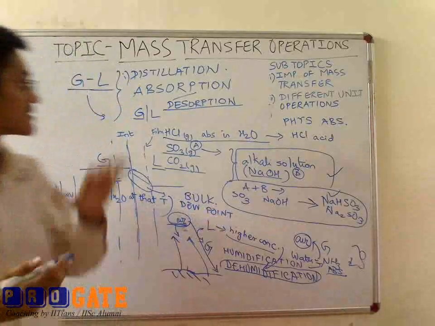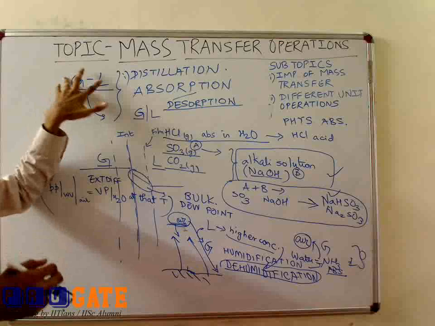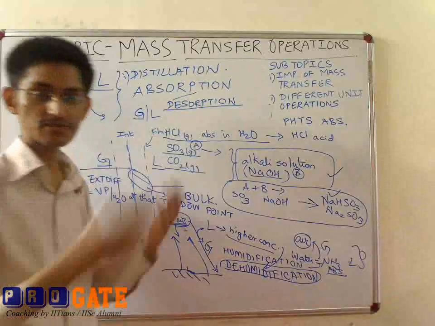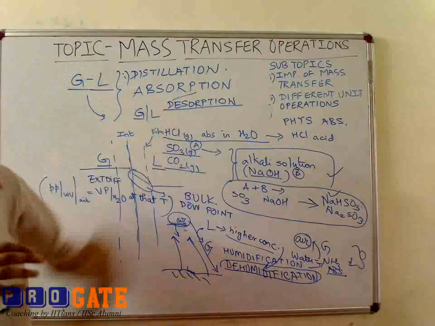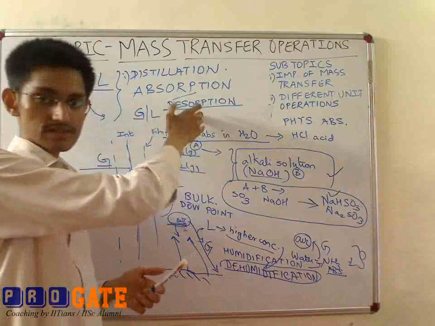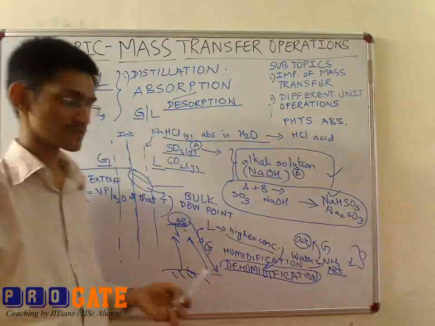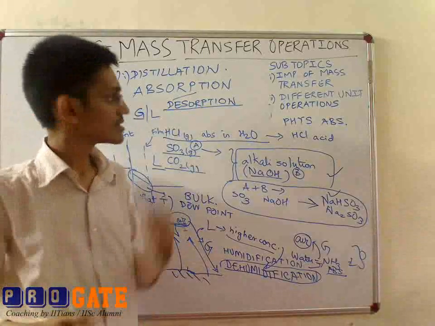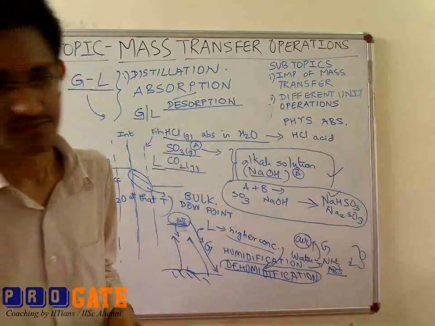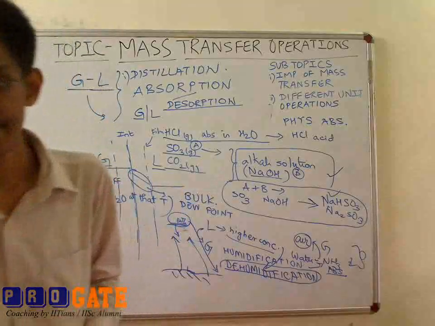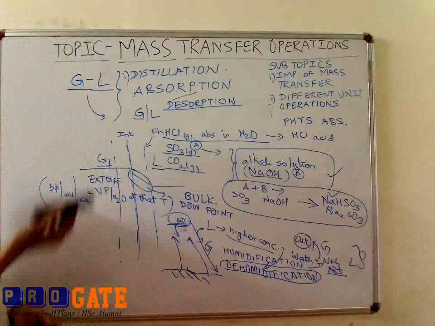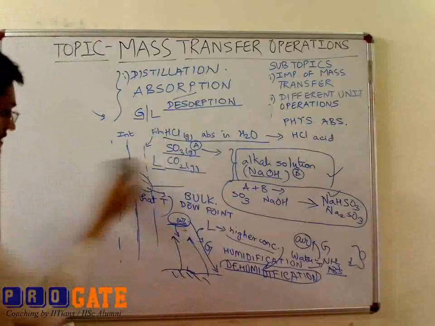So thus we have studied when we have two contacting phases of gas and liquid, they have different unit operations. Main are distillation and absorption. Within absorption we have again desorption, which is reverse transfer of the solute from liquid to the gaseous phase, and humidification, dehumidification can also be considered as part of the absorption process. So going further, we would be having gas and solid as the contacting phases.